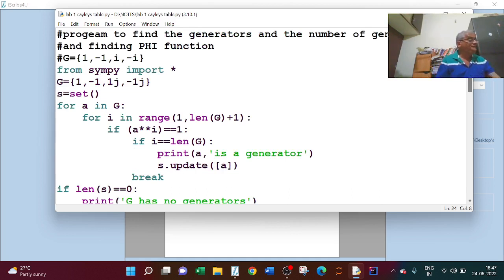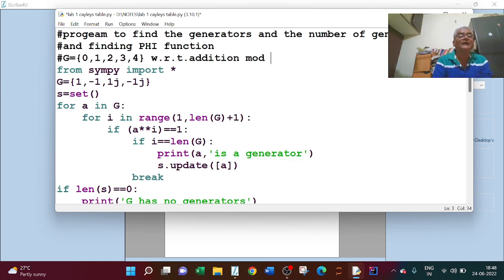Next example is g equal to 0, 1, 2, 3, 4 with respect to addition mod 5. I think in the manual it is wrongly printed as multiplication mod 5. For multiplication mod 5, this is not a group. Okay, so I have to change g equal to 0, 1, 2, 3, 4.